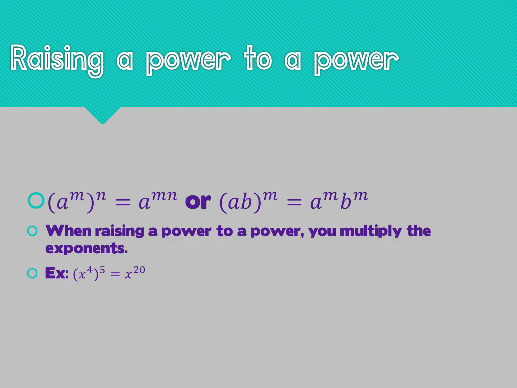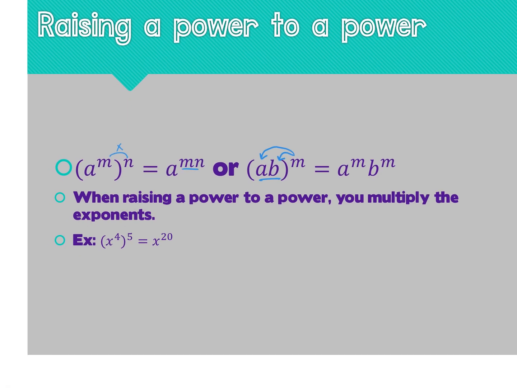All right. Another rule that we're going to go over is raising a power to another power. So our rule for this is that if I have a to the m, to the n, that is the same as a to the m times n. Similarly, if I have two factors under the same exponent, then that exponent can go to each of my factors. So then I get something like a to the m times b to the m.